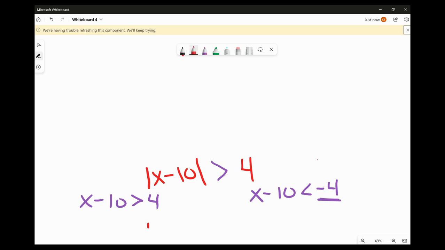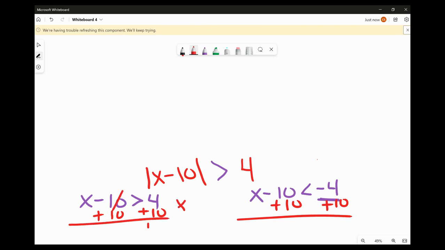And you'll notice if I do the math here and I add 10 to both sides, I'm going to do it all the way across. You'd get x is greater than 14 over here. So we see x is greater than 14. And then on this side, whoops, on this side we get x is less than 6.